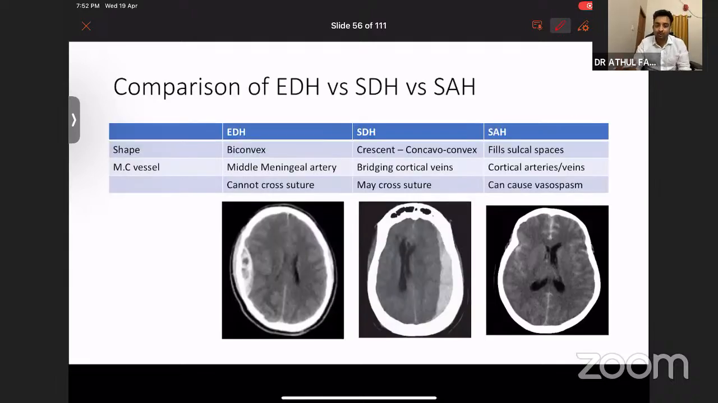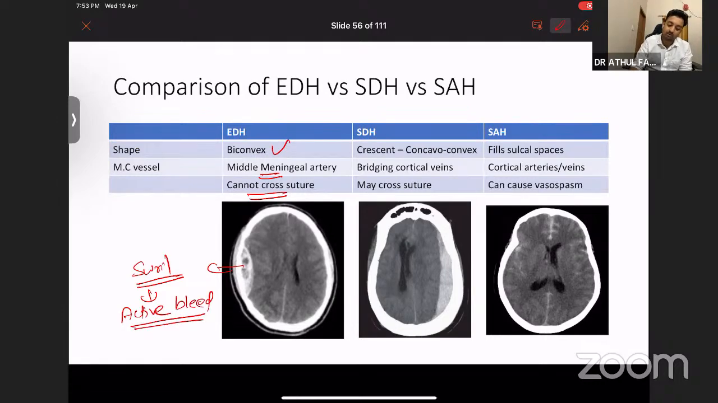So you should know the difference between EDH, SDH, and SAH. EDH, we told you, is biconvex in shape. It is because of the middle meningeal artery. It can't cross the suture line. Remember, the swirl sign is seen in EDH, which indicates active bleed. Because of active bleed, there will be a swirl sign, very important.